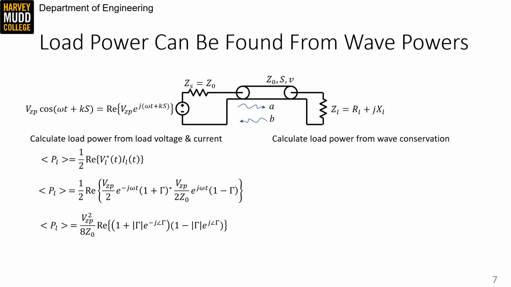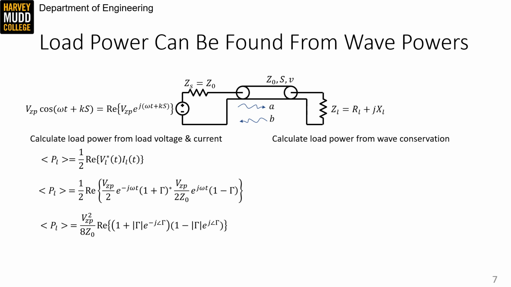We can factor out VZP in the factors of 2 to get a distinctive coefficient, which is VZP squared over 8Z0. This coefficient is all over power calculations, so it's comforting when you see it. Notice that the factor of 8 comes from 3 factors of 2. 1 because we're finding the average power when we're driven by a sinusoid, and 2 because the amplitude of the forward-going wave is half of the generator voltage.